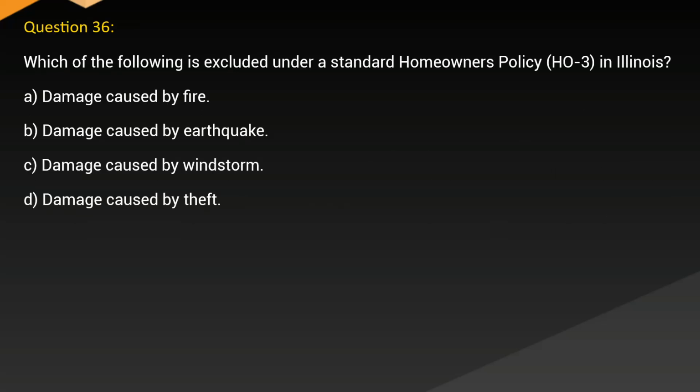Question 36. Which of the following is excluded under a standard homeowners policy HO3 in Illinois? A. Damage caused by fire. B. Damage caused by earthquake. C. Damage caused by windstorm. D. Damage caused by theft.